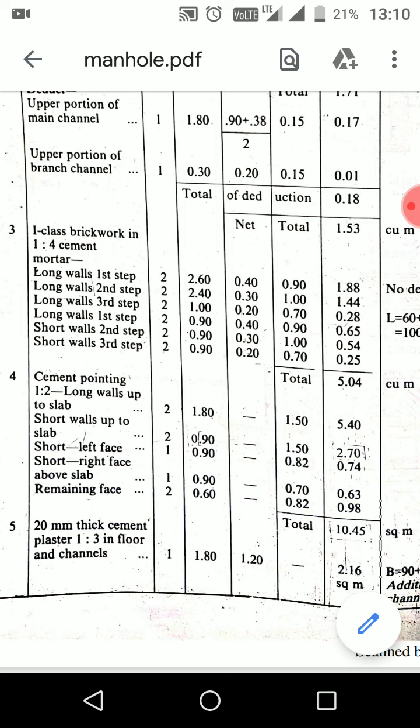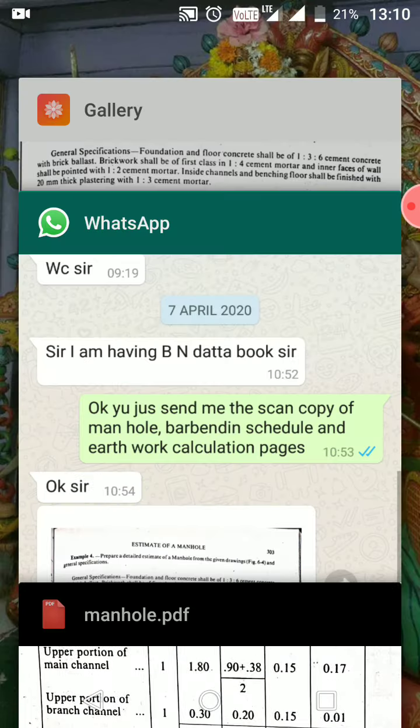So in this example there are two long walls, as you can observe in the plan, having a length of 2.6 meters out dimension, and the breadth of that particular long wall is 0.4 meters, and the height will be the height of the first step, which is 0.9 meters. So the 2.6 meters of length, where does it come from? You just observe in the figure.